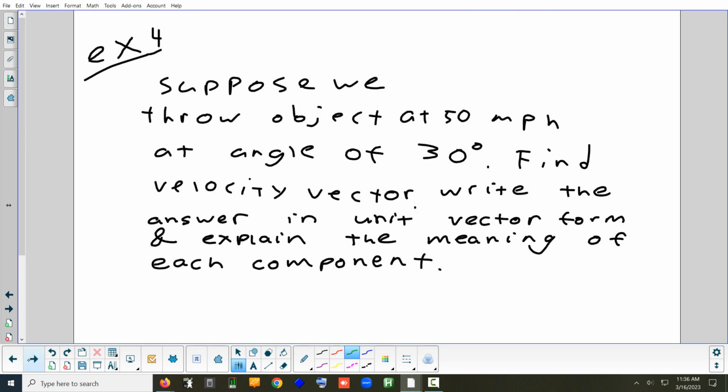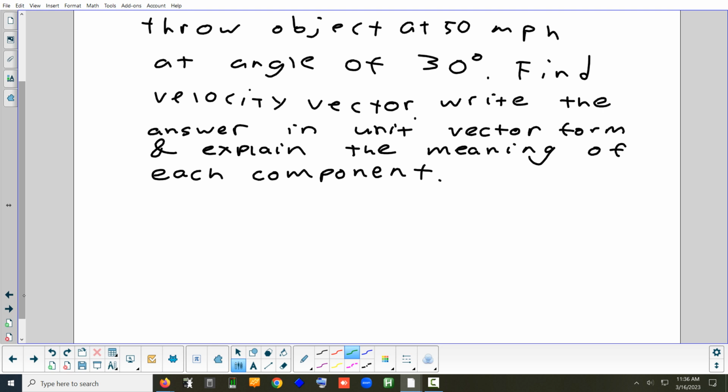Let's look at this. So it says we're going to throw an object at 50 miles an hour at an angle of 30 degrees. Find the velocity vector. Write your answer in unit vector form. And then explain the meaning of the horizontal and the vertical component in relation to this problem. What the numbers actually mean.